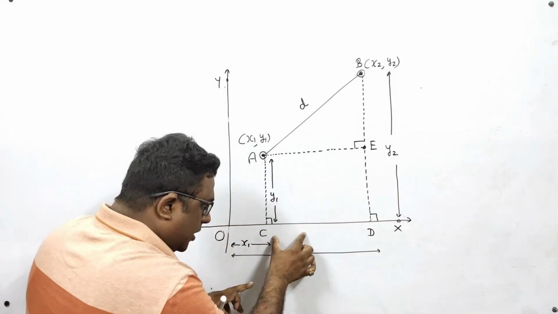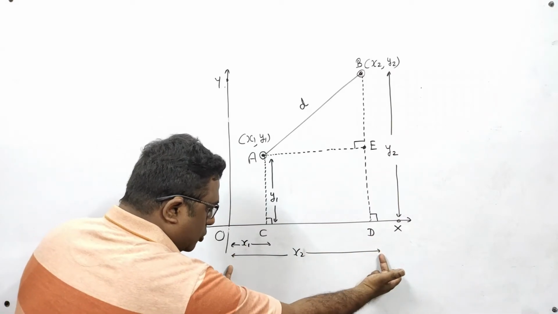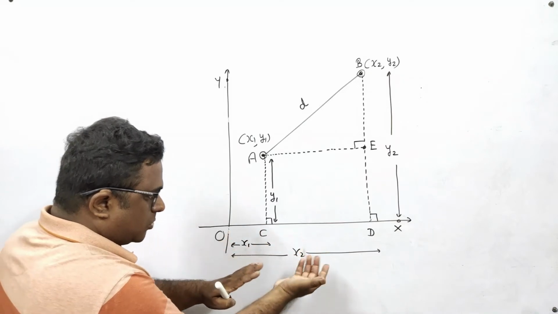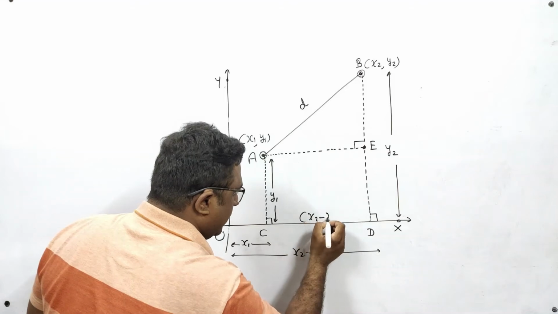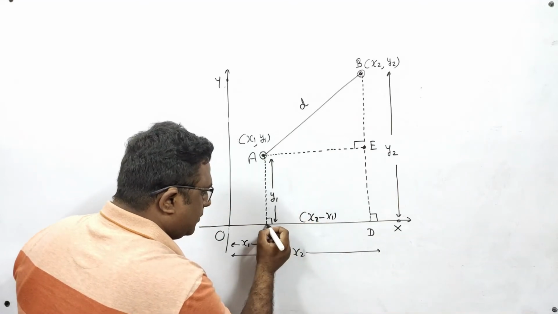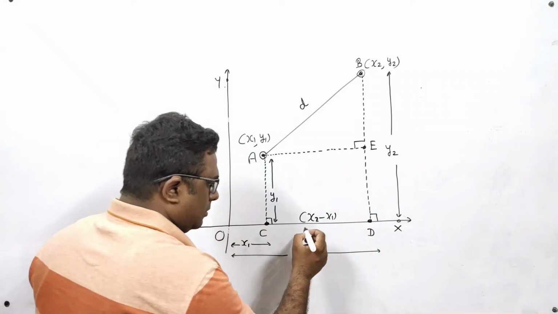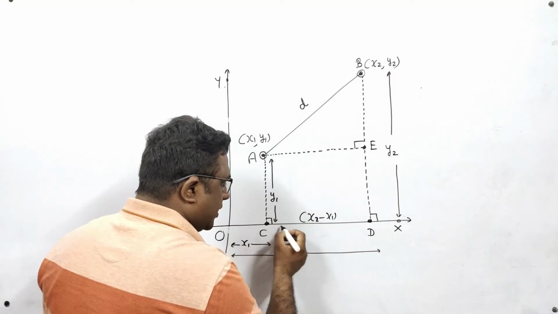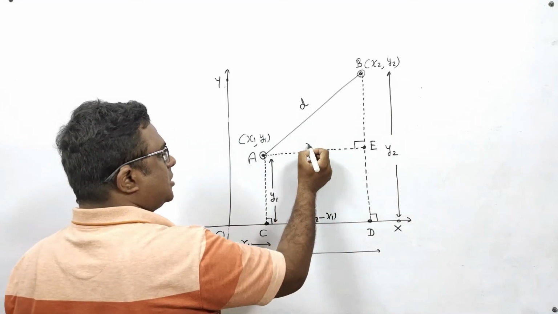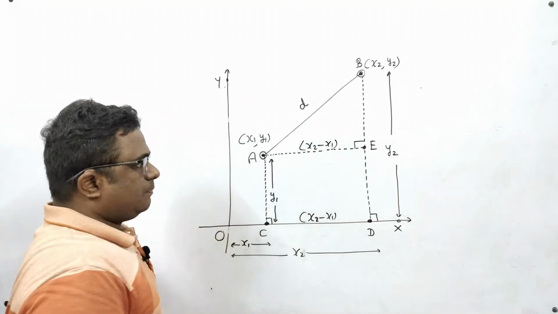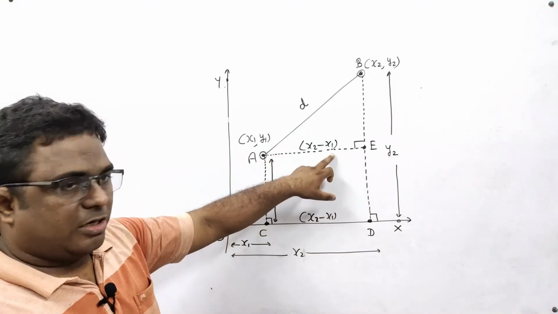So how much of CD is left? For that you will subtract x1 from x2. It is total x2 and this much part is x1. So subtract x1 from x2, and you will get x2 minus x1. It means the distance from point C to point D is x2 minus x1. Clearly if this distance is x2 minus x1, then this distance will also be x2 minus x1. So I have calculated that the distance AE is x2 minus x1.